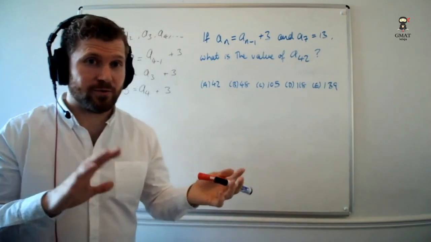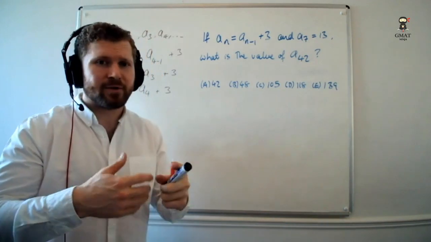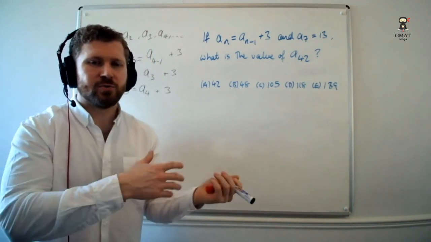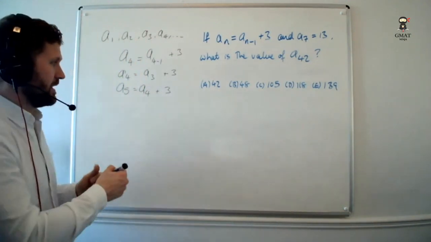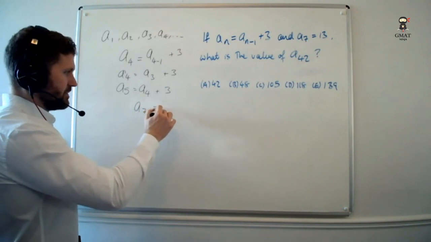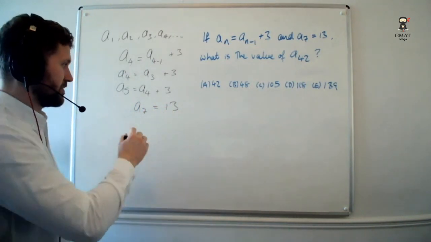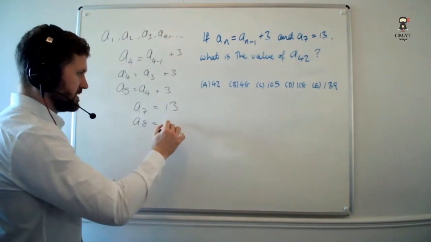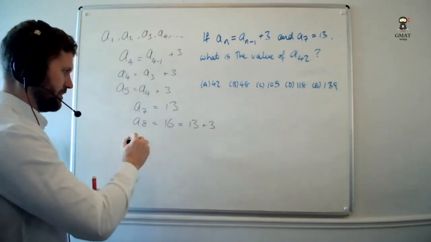Again, in the GMAT, we're under a bit of time pressure. I can't take that long to answer a question. But I'm going to build that sequence up so that you can see how these sequences work and how we could shortcut them a bit. So I know that A7 is 13. And I know that to move from one term to the next, I'm going to add 3. So A8 is going to be 16. I'm just going to write that as 13 plus 3 over here for now.